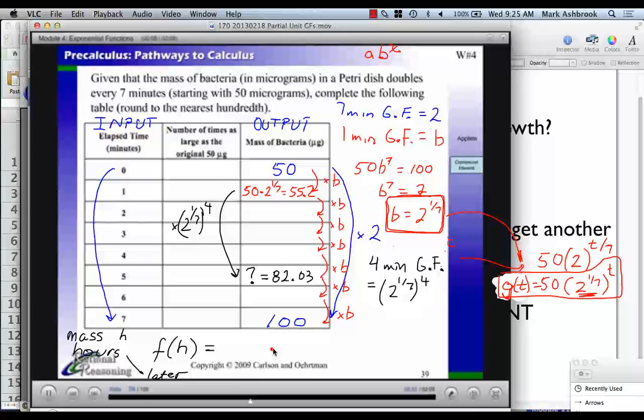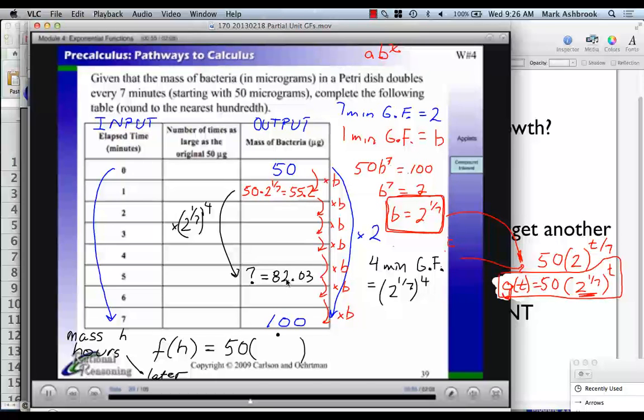Okay, the exponent would be 60. That would give us an hour. So, what is our general form for the exponential function? The initial amount of bacteria, so 50, times your growth factor. The growth factor for how long? 60 to the h.